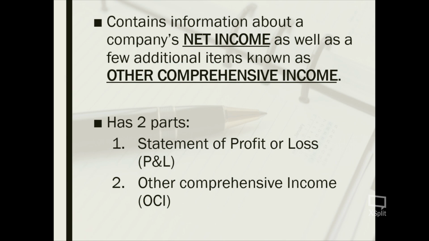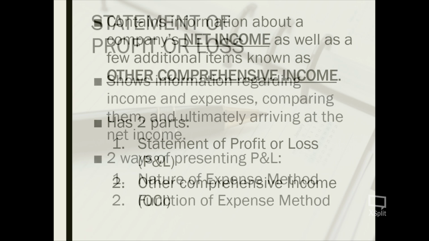So, what is a statement of comprehensive income? As stated here, it contains information about a company's net income. You know net income, right? Revenues versus expenses, how much the company earned for this specific period. That's net income, as well as a few additional items known as other comprehensive income. We'll dive further into that later. The statement of comprehensive income has two parts. First is the statement of profit or loss, or P&L statement, and number two is the other comprehensive income. That is the composition of our statement of comprehensive income.